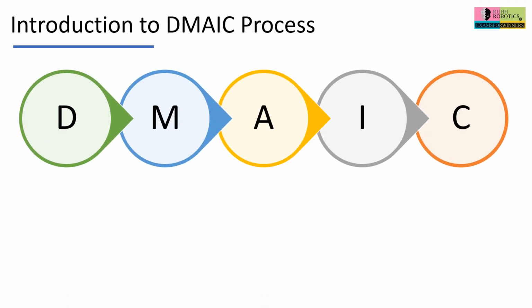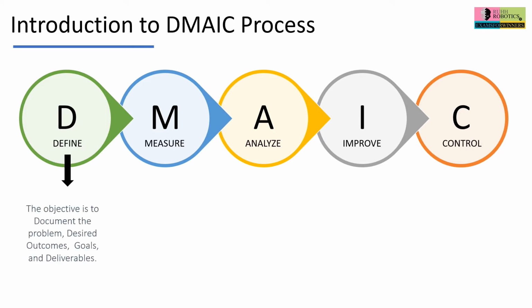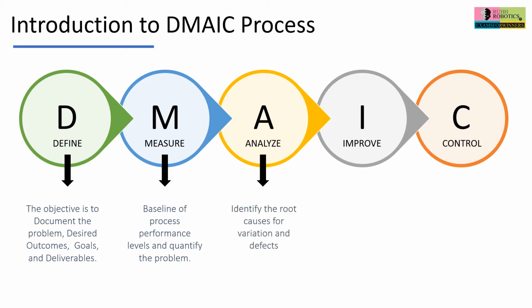Let's understand the DMAIC process. D stands for define, M for measure, A for analyze, I for improve, and C for control. The purpose of the define phase is to document the problem, desired outcomes, goals, and deliverables. In the measure stage, we obtain the baseline of process performance levels and quantify the problem. In analyze stage, we identify the root causes for variation and defects. In improve stage, we develop, test, and implement the solutions.